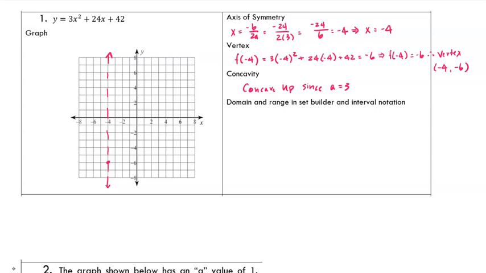Now let's graph this. I'm going to utilize this a value right here to find the first set of points, okay? And so the way that I do that is from the vertex, I'm going to use that like slope and count 1, 2, 3 up and 1 to the right. And you know, this is up 3 and right 1.